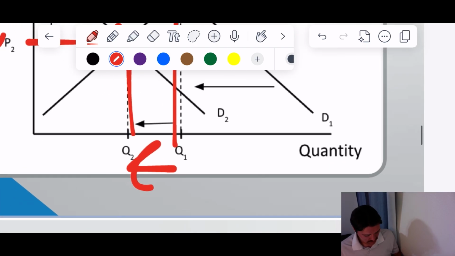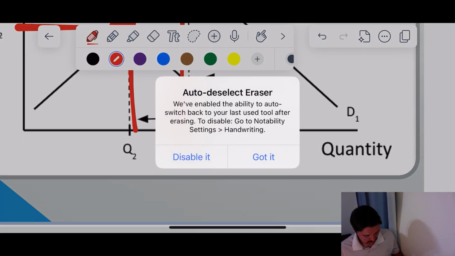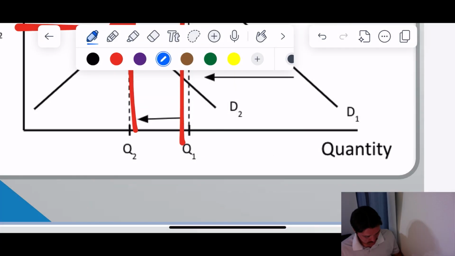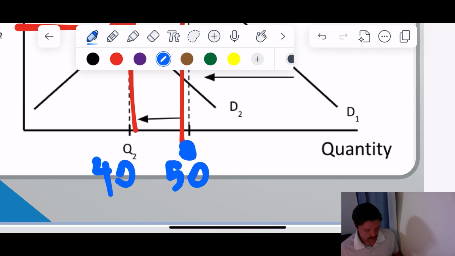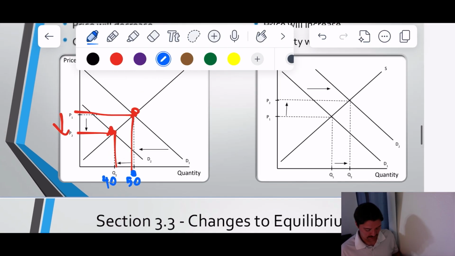Right? Some students get confused about the quantity real quick, so I wanted to show you what we're talking about there. So let's say this quantity was 50 t-shirts, but because there's less income or the price of a substitute changes or there's less population, we are now only buying 40 t-shirts, so now it's lower, right? So it's to the left because it's less.